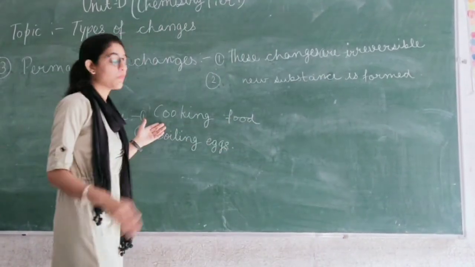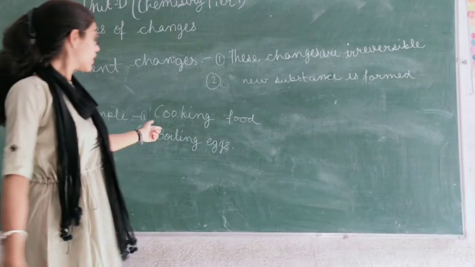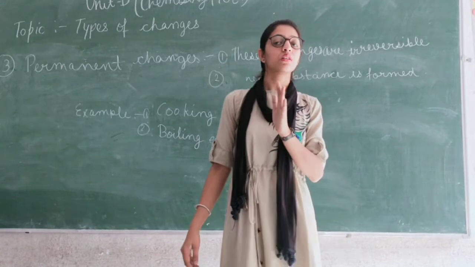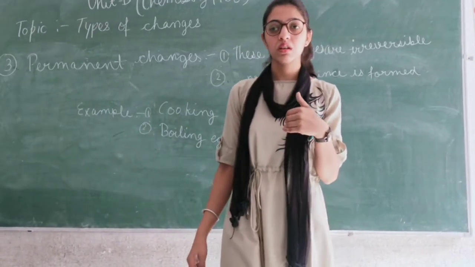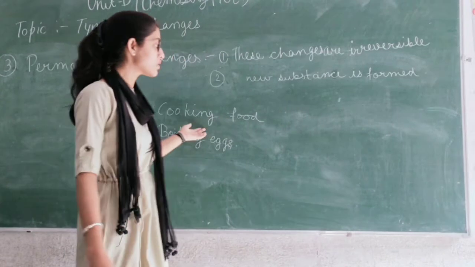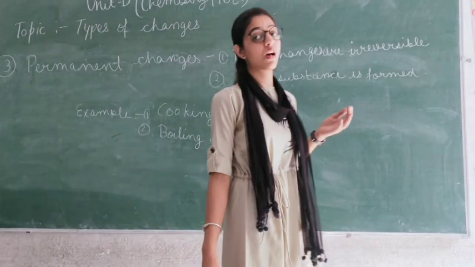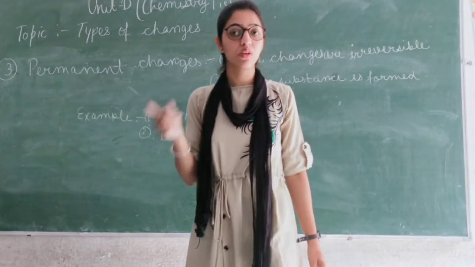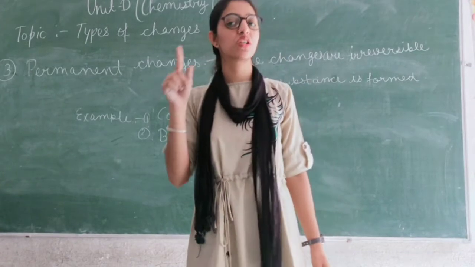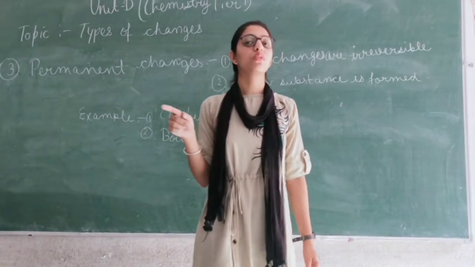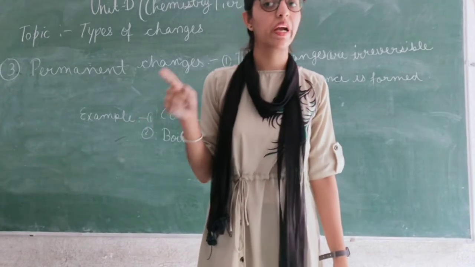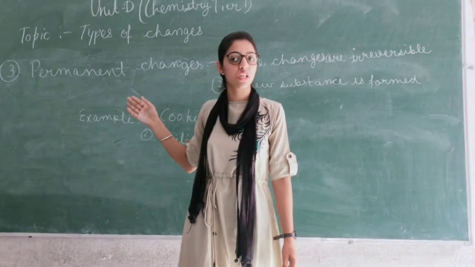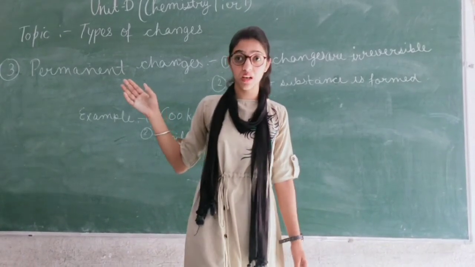And the next example of permanent change is cooking food. We cook raw materials that we can't eat. Therefore, we cook them, and this is an example of permanent change. If we cook the food, then that food can't be changed back into its raw materials. Therefore, this is an irreversible change. It can't be changed into its original form. Therefore, this is a permanent change, and a new substance is formed here.